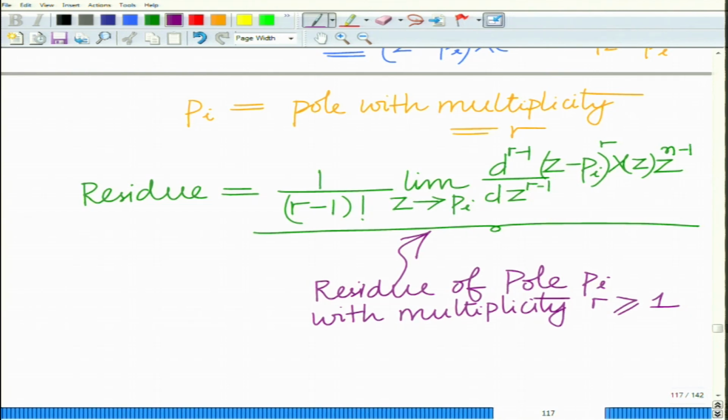With multiplicity r greater than or equal to 1. All right. So, evaluate the residues of X(z) into z raised to n minus 1 at the different poles, and then we sum all the residues at these poles. That gives us the value of x[n]. All right. So, to understand this better, let us do a few simple examples.